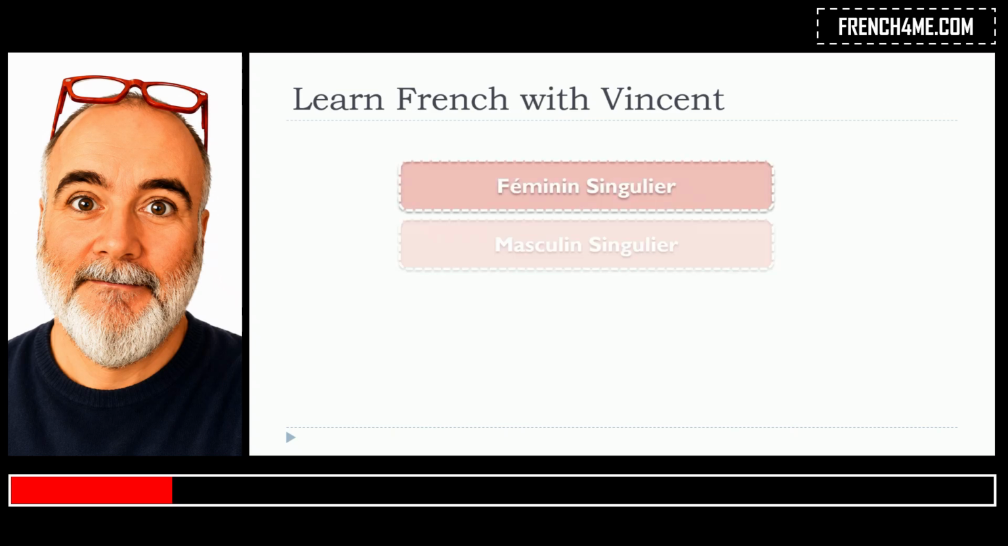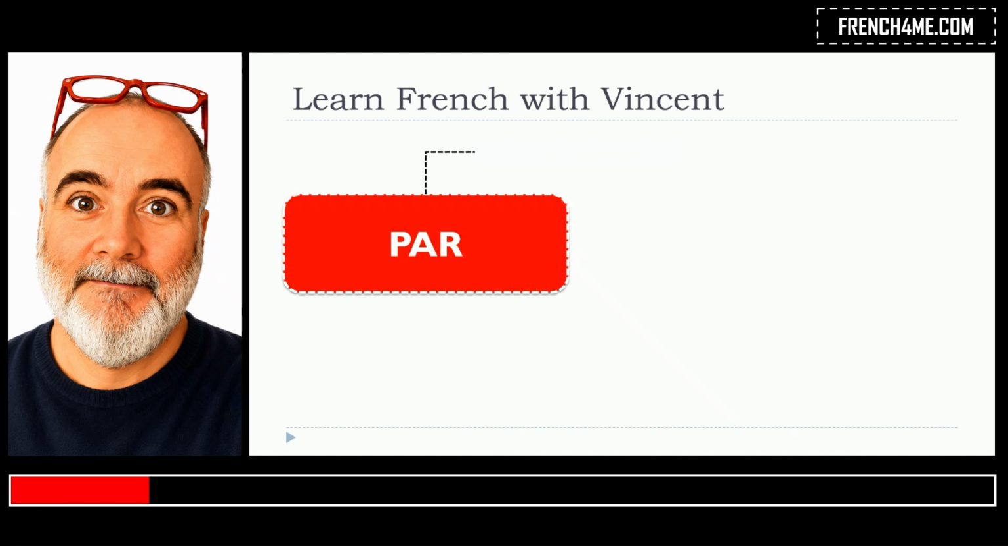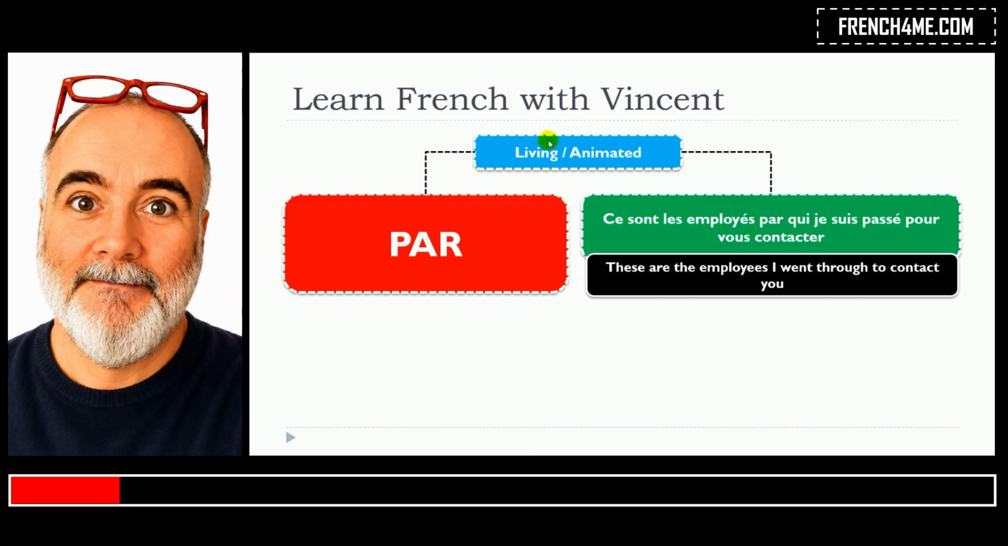And let's finish with the masculine plural, le masculin pluriel, par living animated. Ce sont les employés par qui je suis passé pour vous contacter. So as you can see, if we're talking about people, it will be extremely simple because you just need to put your preposition par and then you put qui, whether it's singular, plural, masculine, or feminine.